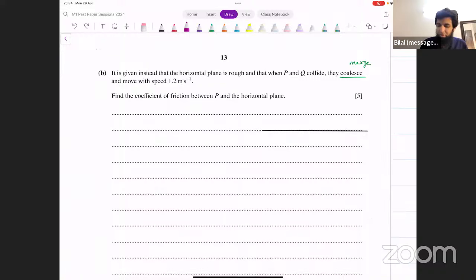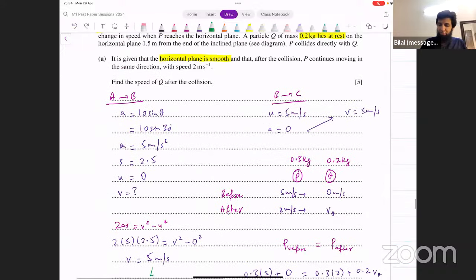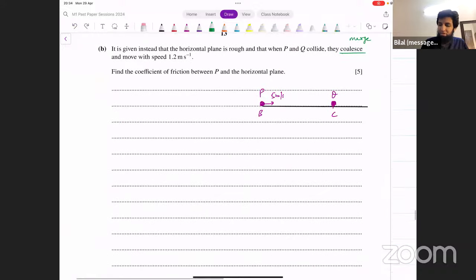Let's mark this point here again. This is point B, let's say. This is point C. At point C, we had this particle Q. And at B, let's say we've got the particle P, which is moving towards right at 5 meters per second. At B, the velocity of the particle P is 5 meters per second. But now B to C part is rough. Do we know the distance of this part? 1.5 meters. B to C is 1.5 meters. That is what we're given.